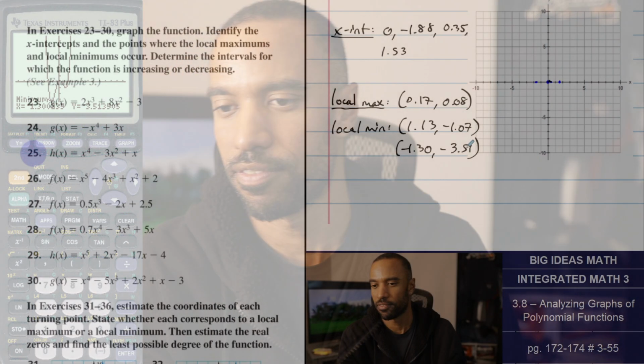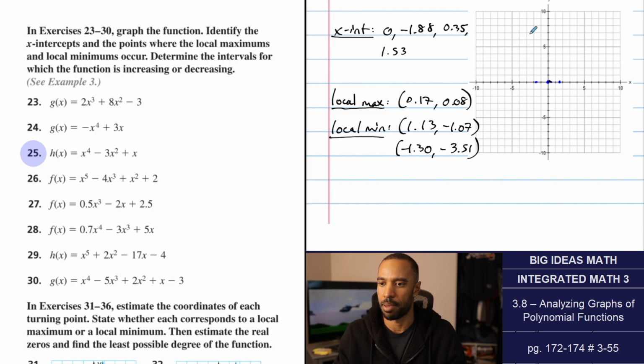Okay. So we have all the information. Now we got to plot them out. So I got my local max, I guess, sort of. 1.13 and -1.07 is probably around there. And -1.30, -3.51 is probably about there.